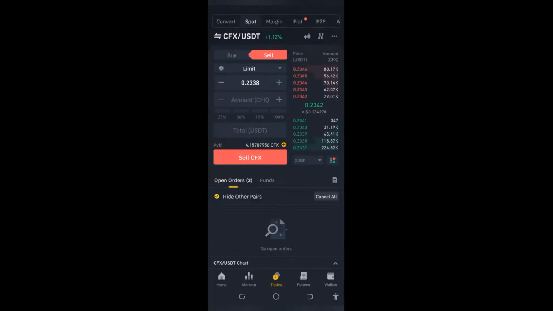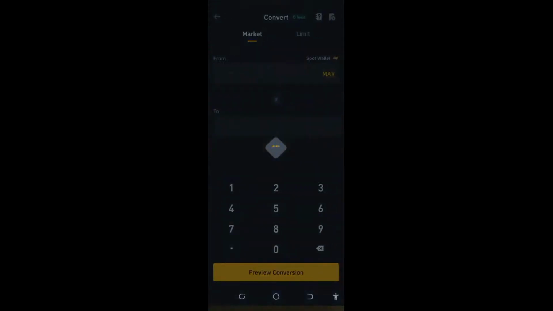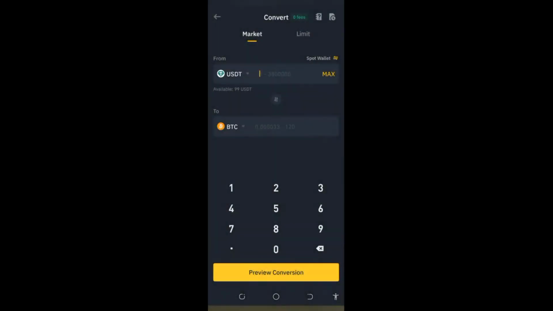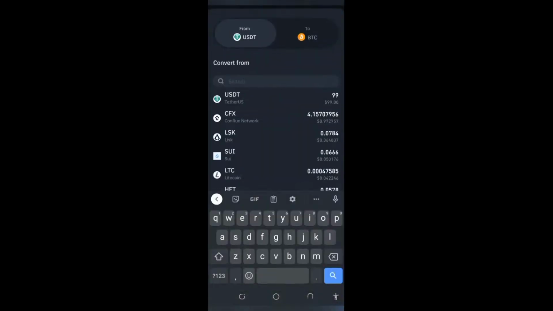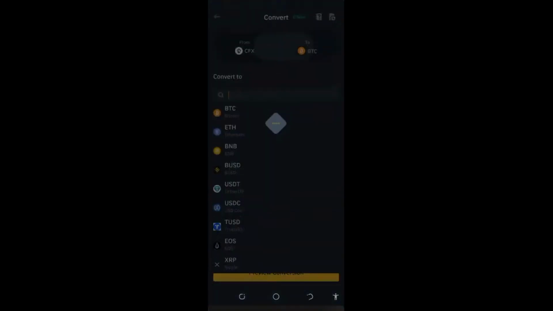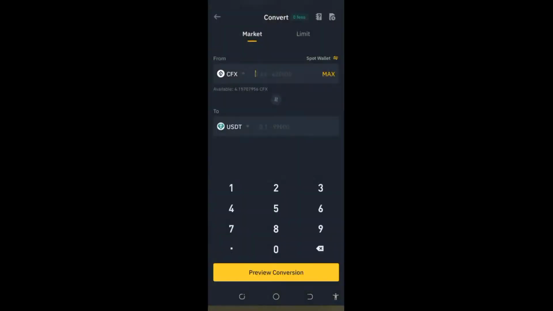4.15. We sent out 4.26, and now it's at 4.15. Obviously, we cannot change it here, so we have to go back to our convert and put that in here. Let's put in CFX, and then USDT. And let's see how much we get. Max. Let's see how much we get.